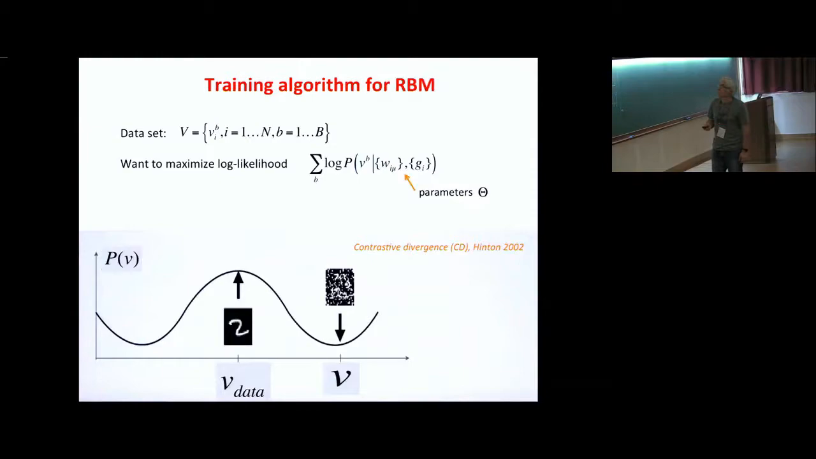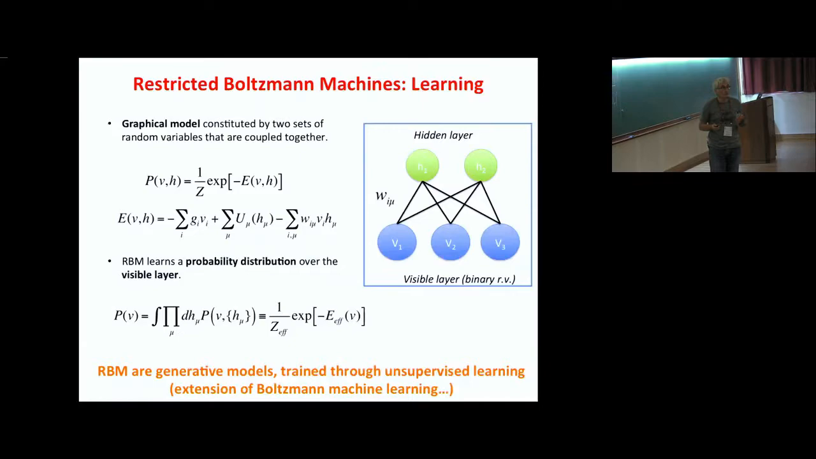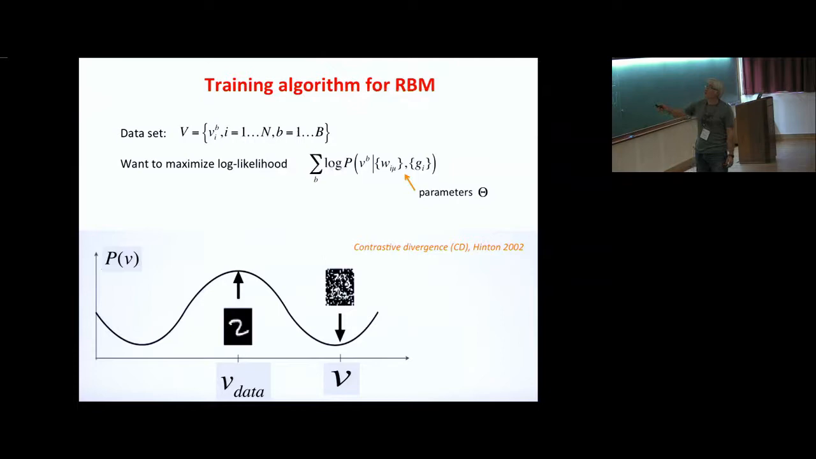Okay, so there are two things to be said here. First of all, when you have a machine like that, you should be able to learn the parameters to train it. So I don't want to get into the details of a learning algorithm, but just to say a few things. Usually you are given a data set, which is a set of visible configurations. You have, for instance, B configurations. Each one is a vector of length n.